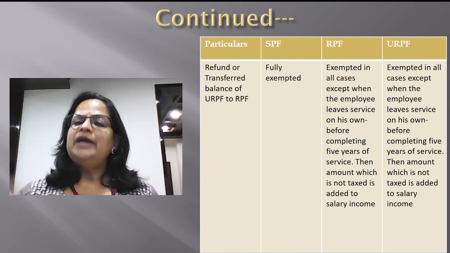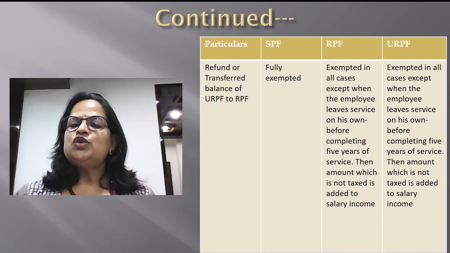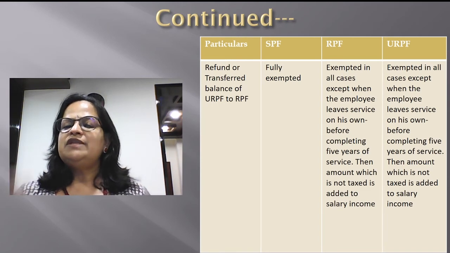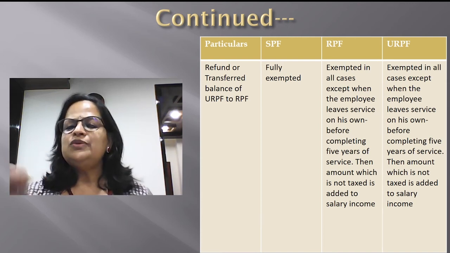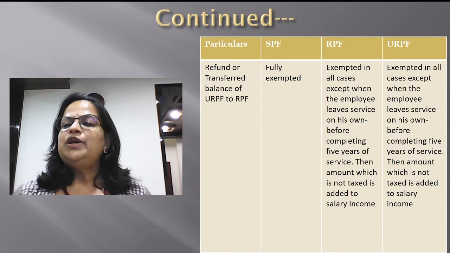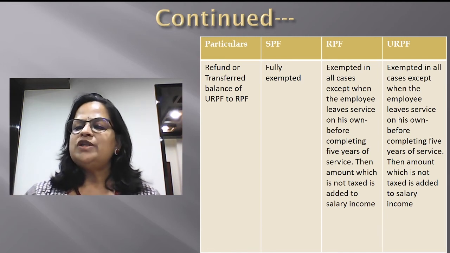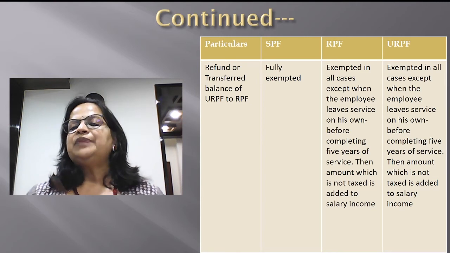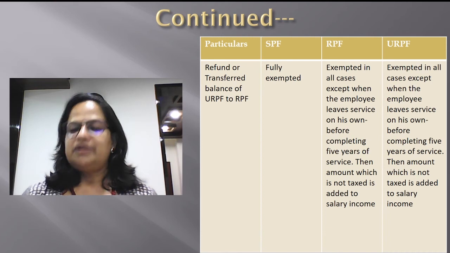But if the employee has not worked for 5 years, when the employee leaves on his own before completing 5 years of service, if an employee has not completed 5 years of service in an organization, that will be taxed, that will be added to salary income. Next point, URPF, exempted in all cases except when the employee leaves service of his own before completing 5 years of service. Amount which is not taxed is added to salary income. Same treatment for unrecognized provident fund and recognized provident fund.